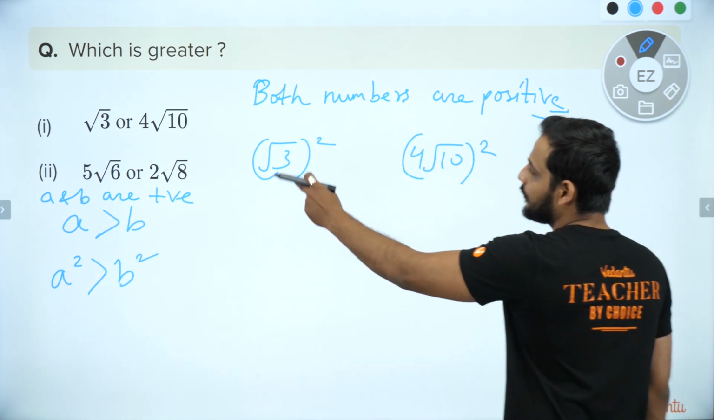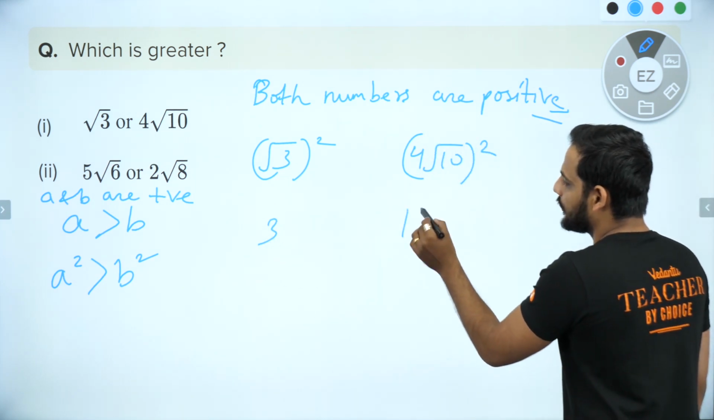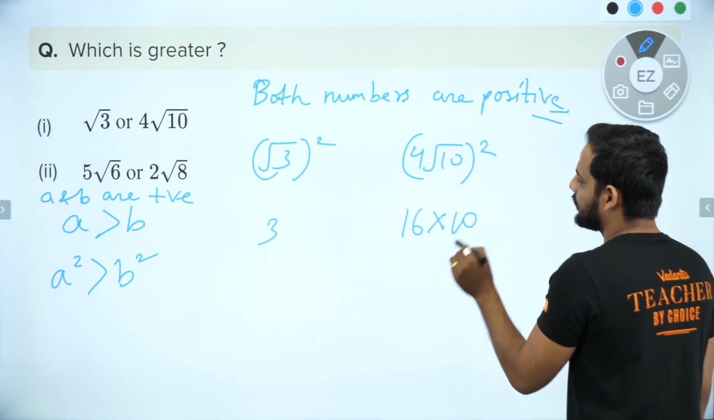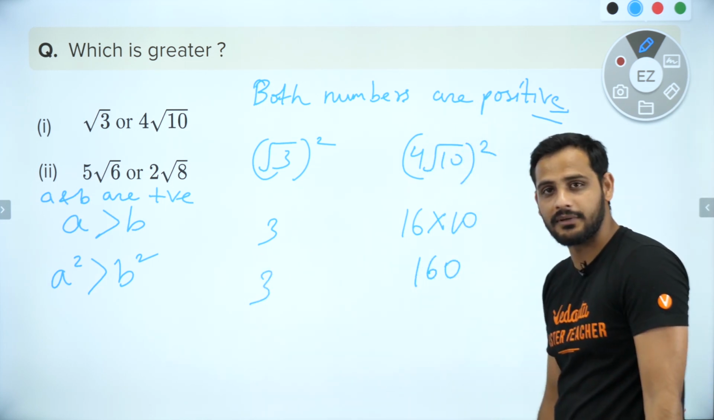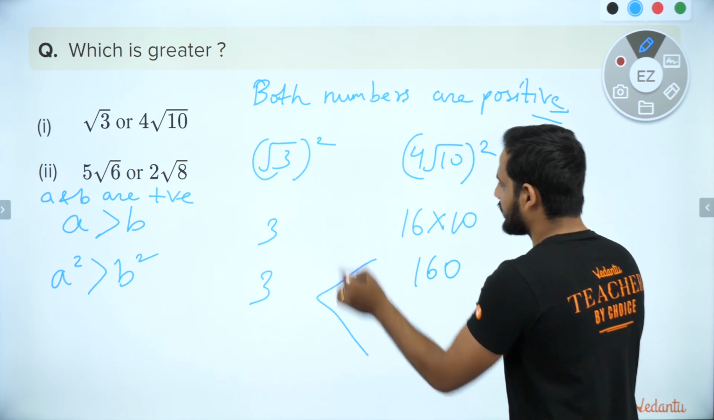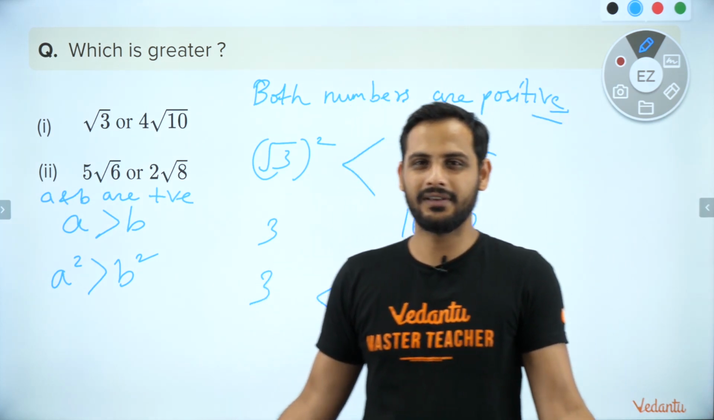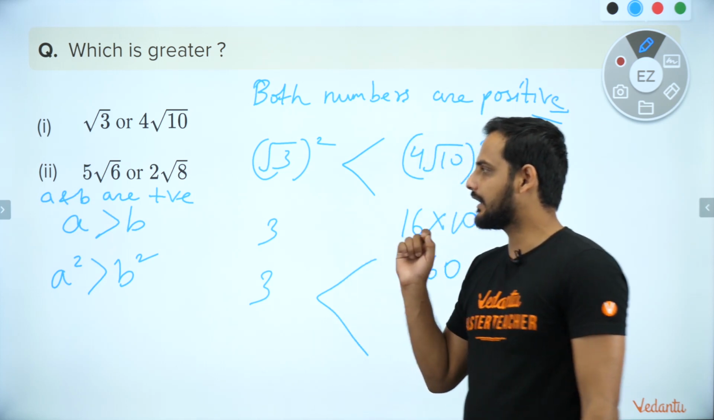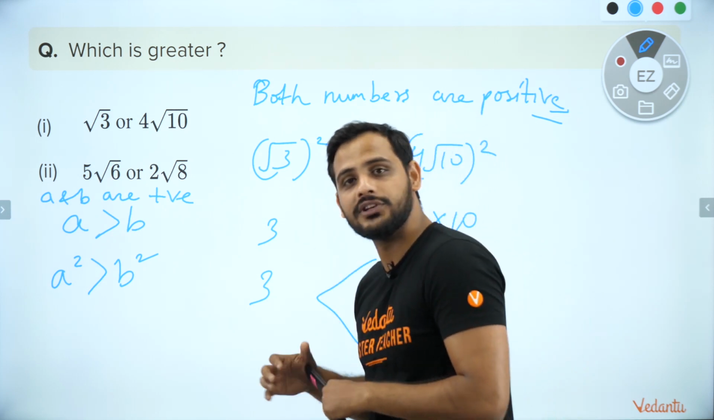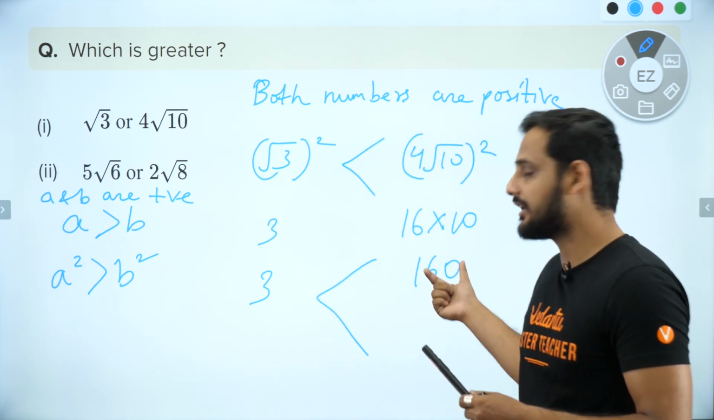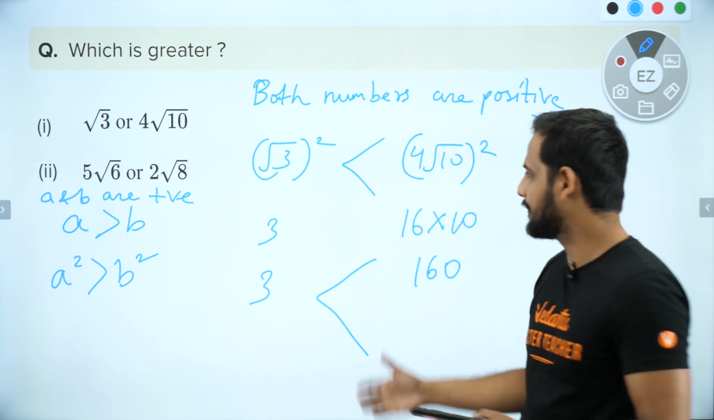Okay, so what we are saying, root 3 square, I will say, sir, 3, and 4 root 10 square will be 4 into 4, 16 into 10. That means what? You are getting 160. Out of 160 and 3, which number is greater, bachcho? 160 is greater, the same order will be followed here. Easy peasy, right? Very easy now. So remember, the condition is both the numbers should be positive. If both the numbers are positive, square on both the sides and check whichever number's square is more, that number's root will also be more. As simple as that. Correct?